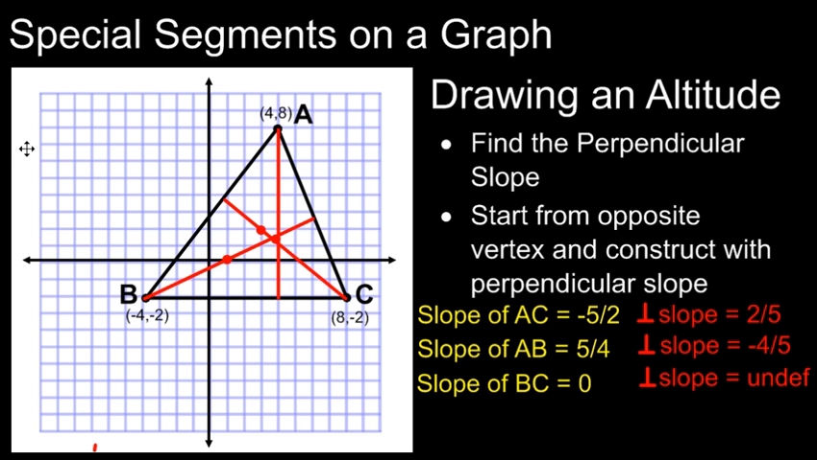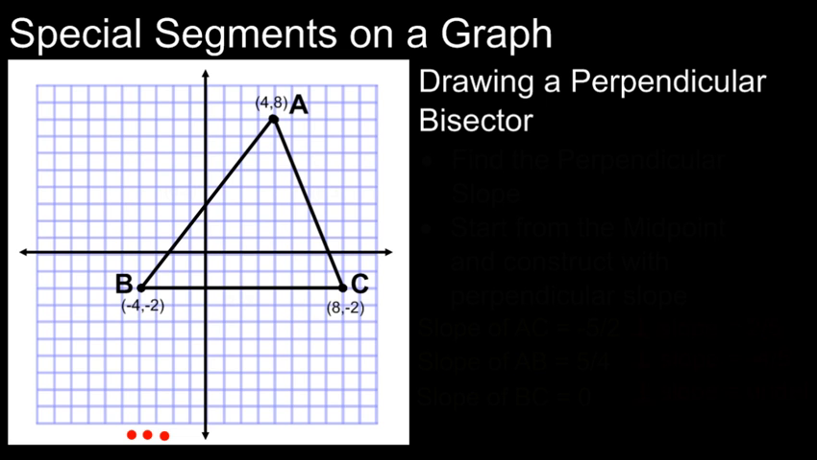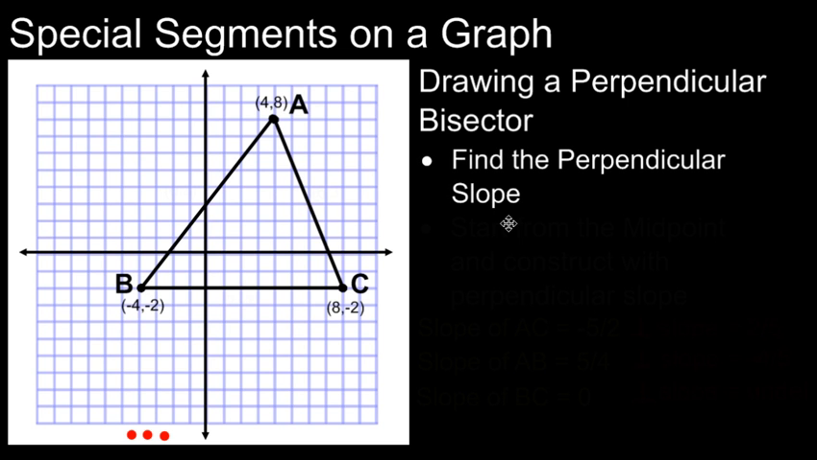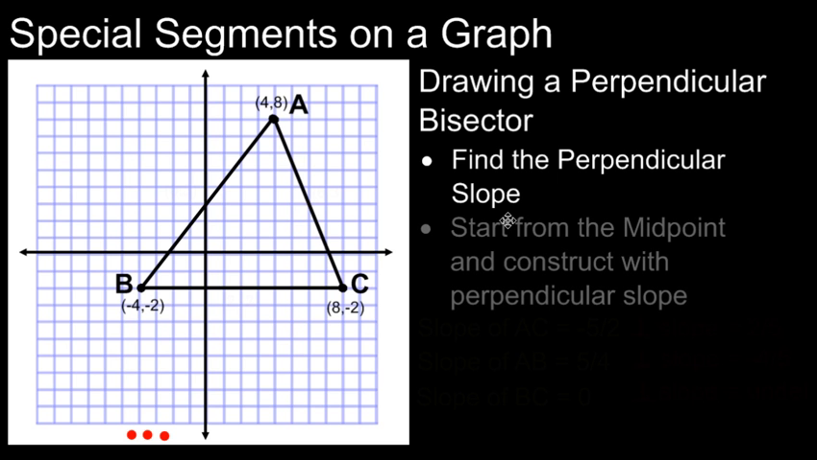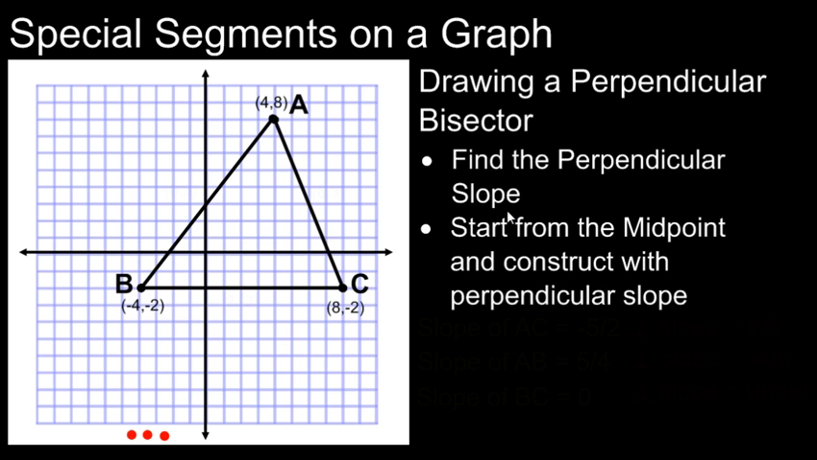Okay? Now we're going to do the same thing, except we want a perpendicular bisector. Now, perpendicular bisector means it's got to make a 90-degree angle, and it's got to go to the midpoint of the opposite side. So it's kind of the combination of the 2 things we just did. We need to first find the perpendicular slope, and we're going to start from the midpoint this time. Well, we already have done that when we did median. We found the midpoint. And when we did altitude, we found the perpendicular slope.